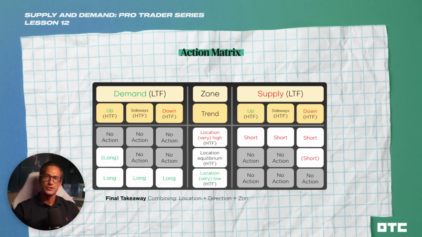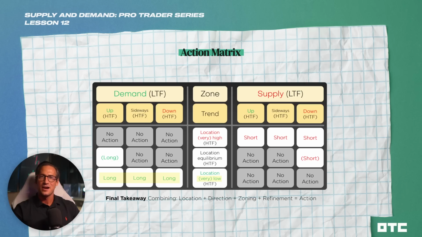You can take a screenshot and print this out. Keep it on your desk or on your desktop. This action matrix is going to guide you as it combines location, direction, and the lower timeframe zoning. Let us start with LTF demand. We are always allowed to trade lower timeframe demand if we are in the context of HTF low and very low. But the profit margin and probability of success changes depending on the trends we identified.